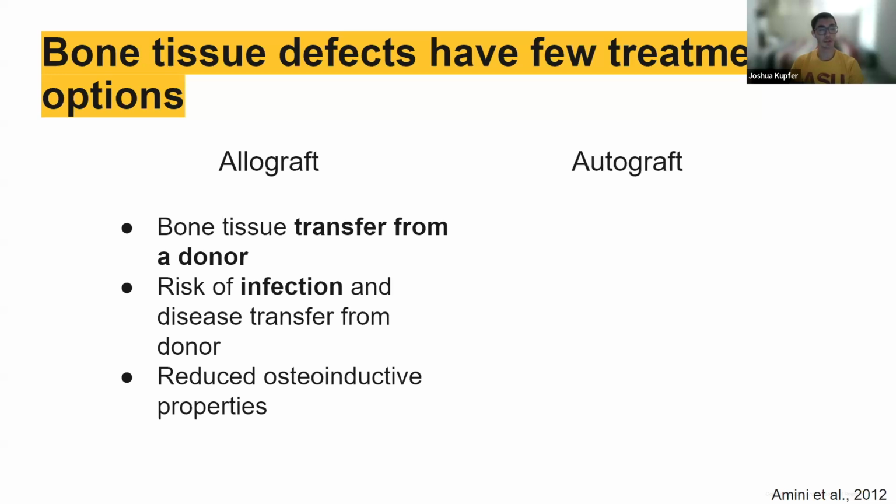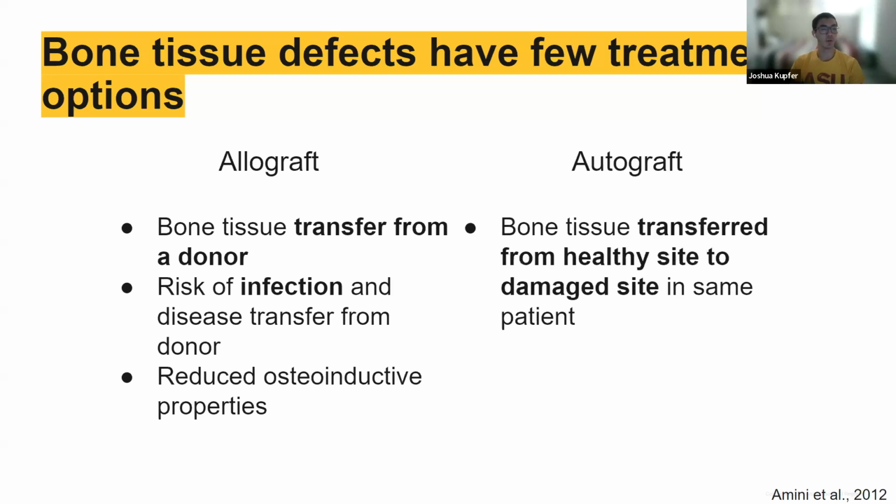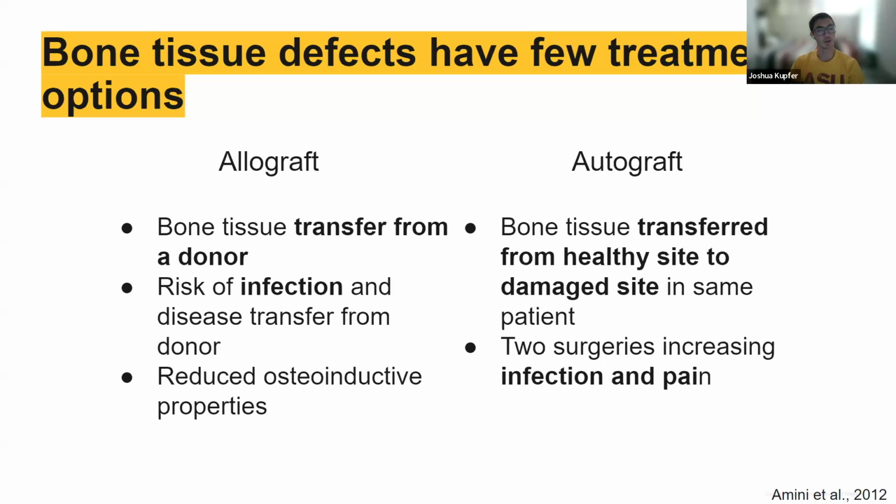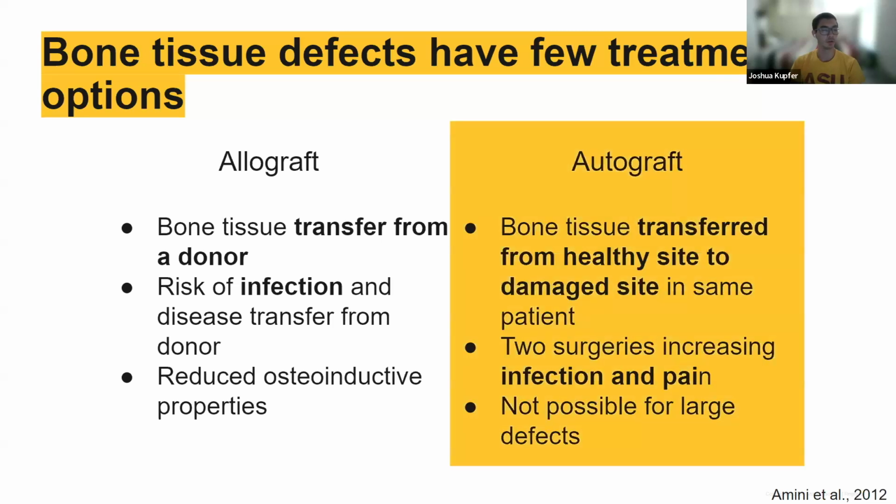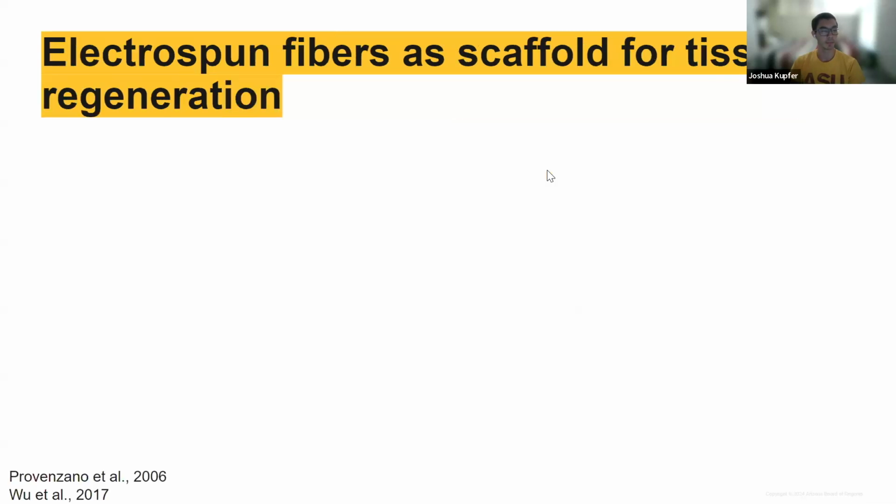The second option is an autograft, where bone tissue is transferred from a healthy site to the damaged site within the same patient. Autografts also have associated risks, including increased infection risk and pain due to two surgeries being required, and they have the inability to treat large defect areas. Still, autografts remain the gold standard in bone defect treatments today.